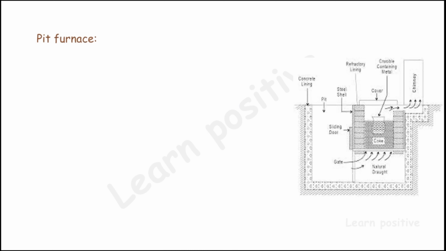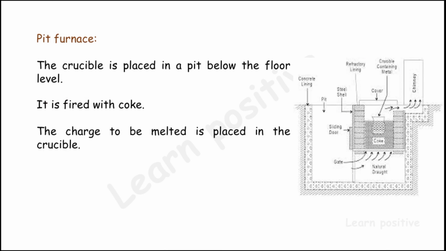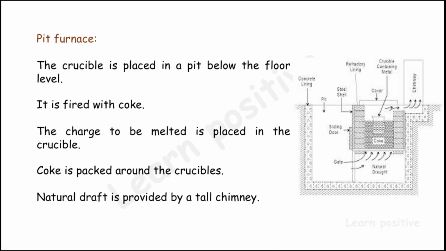First one is the pit furnace. So we are using a pit for the furnace. The crucible furnace is placed in a pit below the floor level. It is fired with coke, and the charge to be melted is placed in the crucible. Coke is packed around the crucible, and a natural draft is provided by a tall chimney. Many crucibles can be placed in a single pit.